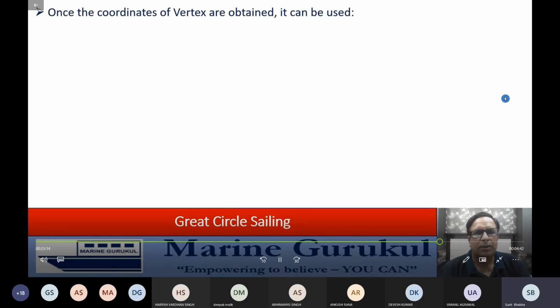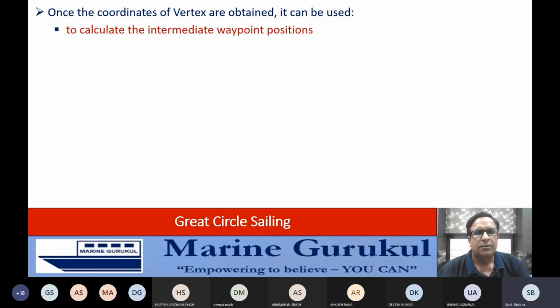Having calculated the coordinates of the vertex, the same can be further applied to calculate the intermediate waypoint positions.